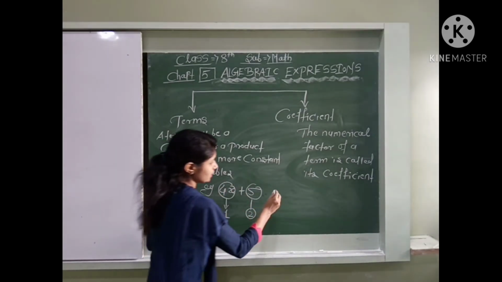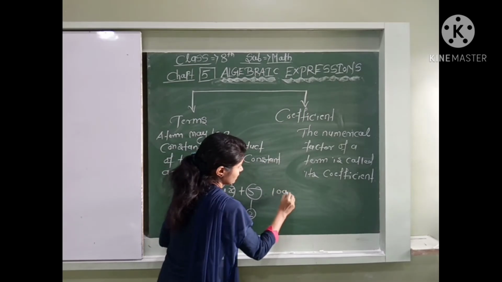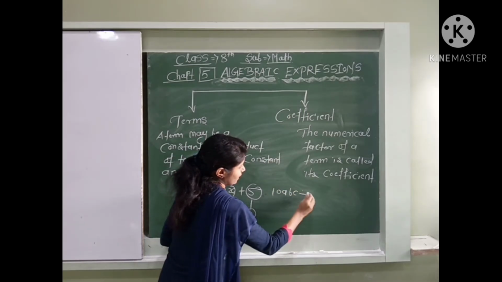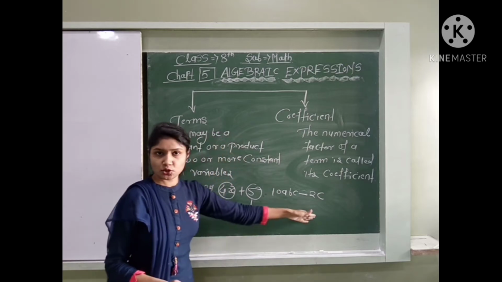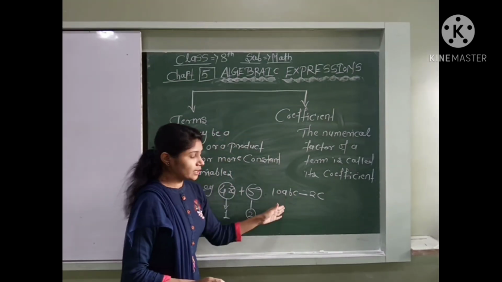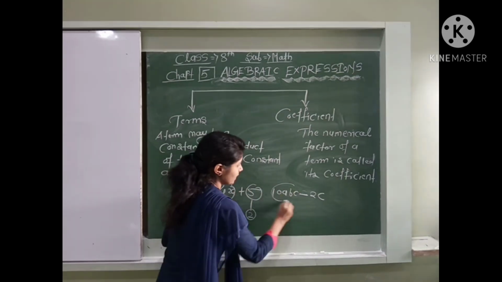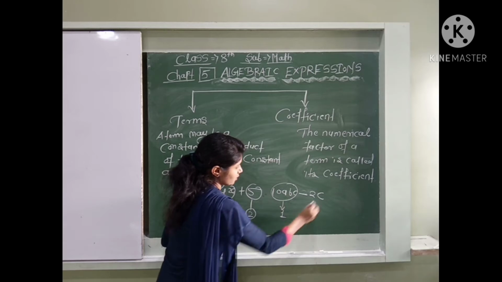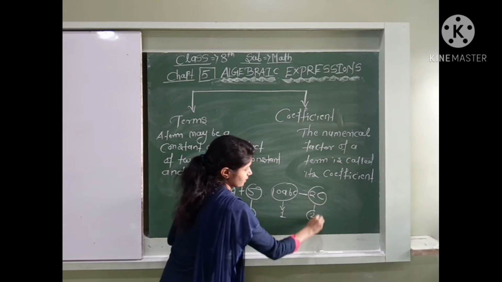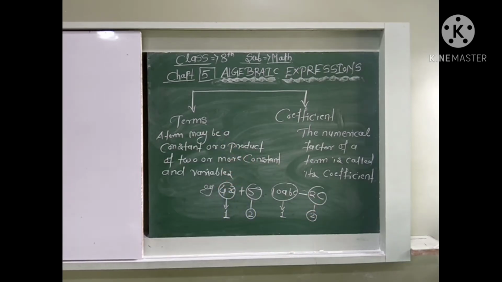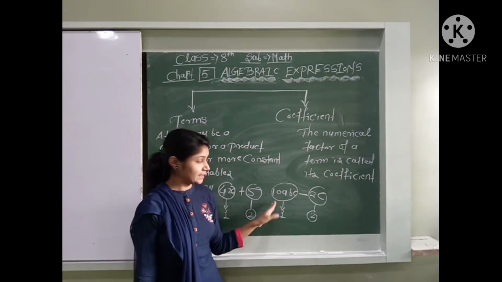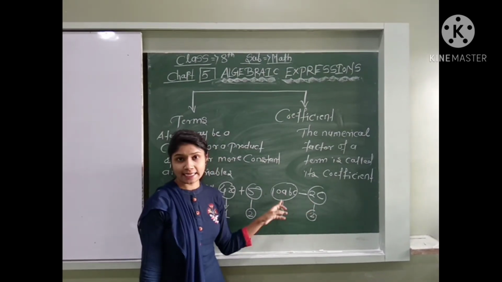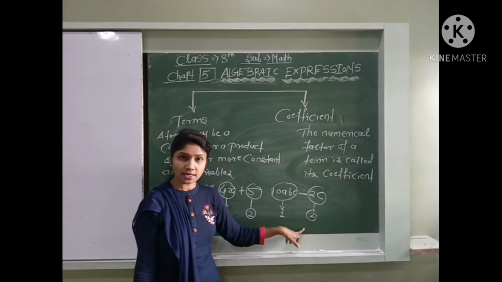For example, another example, 10abc minus 2c. Okay, then how many terms does it contain? It is also 2 terms. This 10abc is the first term and this is the second term. So 10abc is the first term and 2c is the second term.